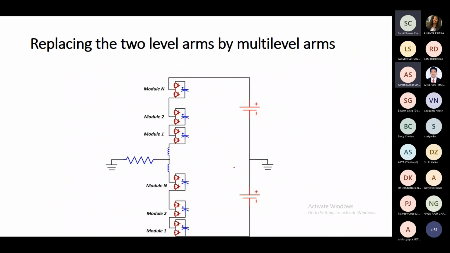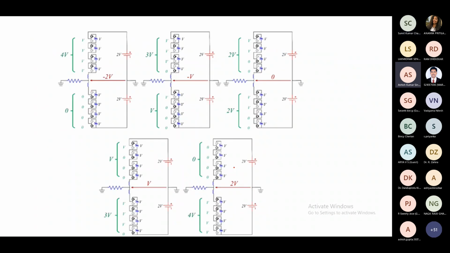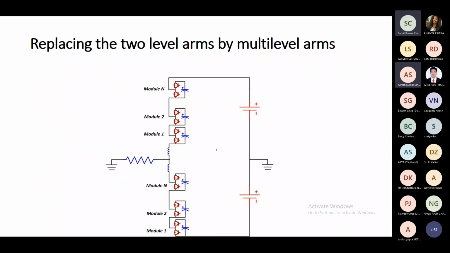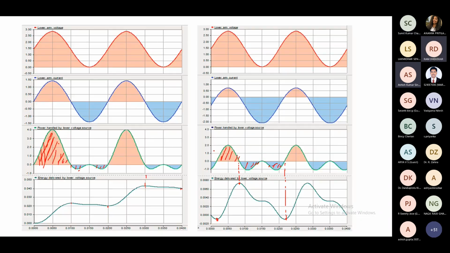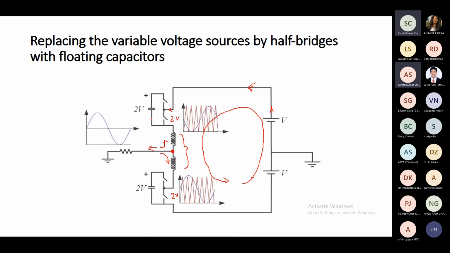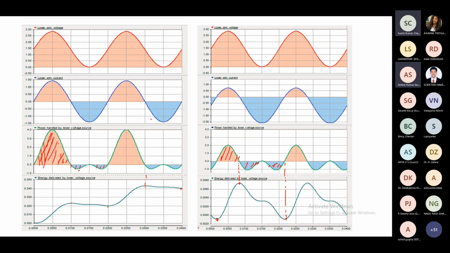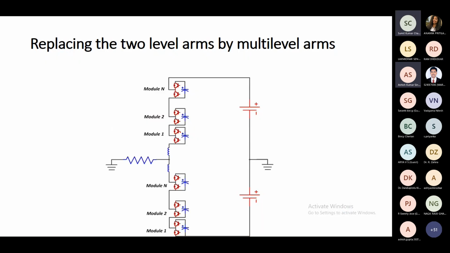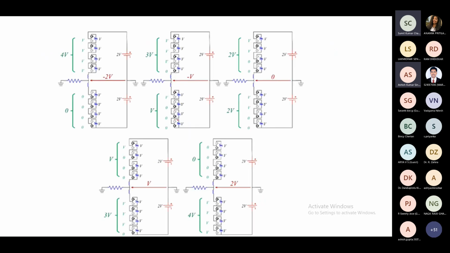Now, of course, we are not interested to build a multi-level converter with only one cell per arm, as shown over here. So there we replace it with multiple modules, and the number of modules can vary. An example we are giving here is with 4 modules. So 2V and 2V, the 4V is the total DC bus voltage. So each of the modules has a voltage of V.